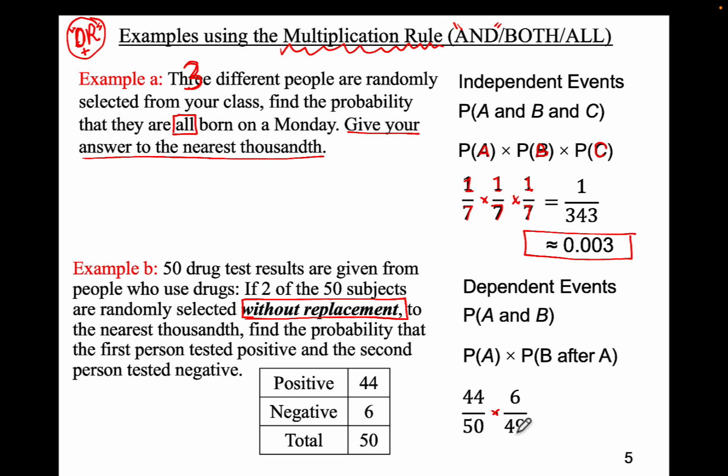Where did those numbers come from? Okay, this was the table before event A occurred. Then once event A occurred, a positive test result was taken out, leaving us with 43 positive, 6 negative, and a total of 49. So with the new table, the new counts, the probability that event B occurs would be 6 out of 49 now. That's the counting down part. Multiplying our fractions together and approximating to the nearest thousandth as requested, we get 0.108.